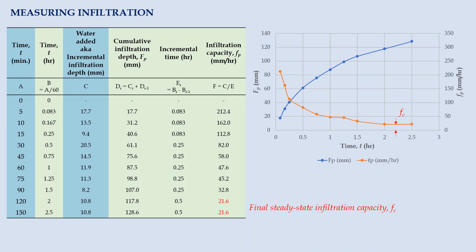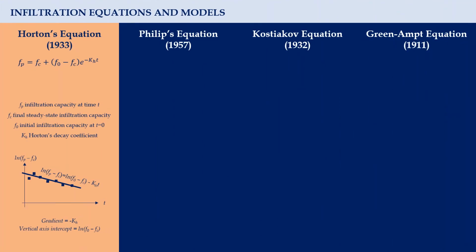The value of infiltration capacity that remains constant near the end of measurement is also known as final steady-state infiltration capacity (FC). From this dataset, we can plot the mass curve of infiltration, which is basically the curve of cumulative infiltration capacity against time. Various models have been developed to describe the variation of infiltration capacity and ease its application in hydrological study.